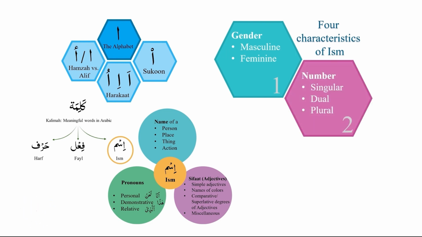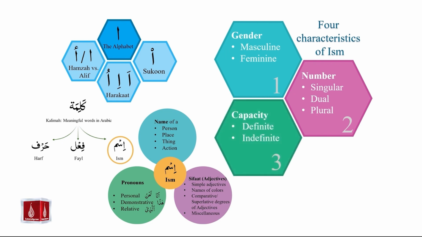The second is the number of the ism, and from the standpoint of number, an ism can either be singular, dual, or plural. We need to know the capacity of the ism, and from the standpoint of capacity, an ism will either be definite or marifa, or indefinite or nakra. And finally, we need to know the status of the ism, which inshallah we will be studying in this lecture.